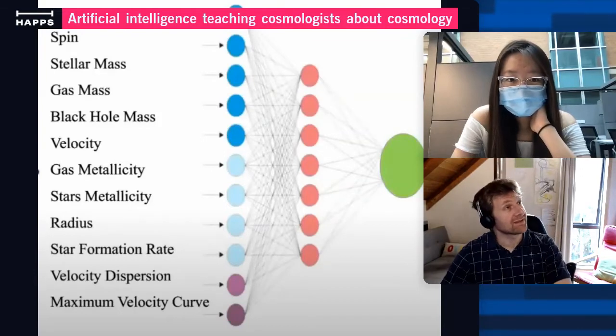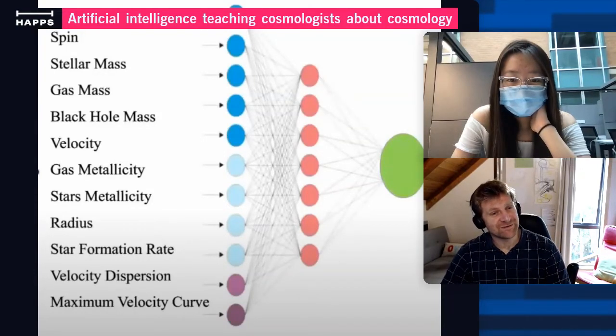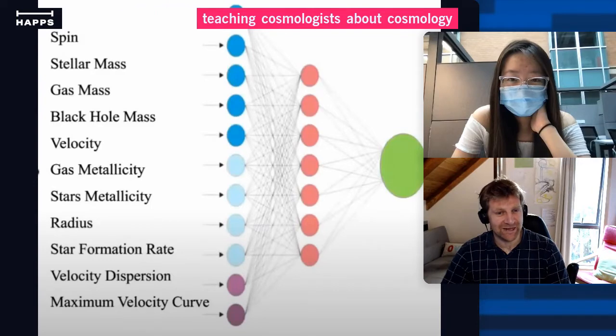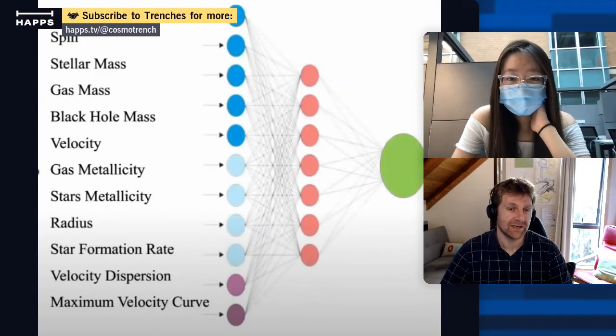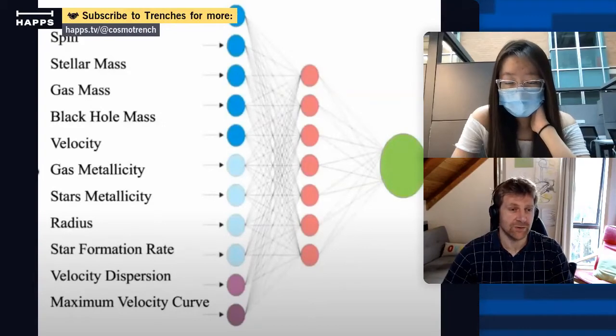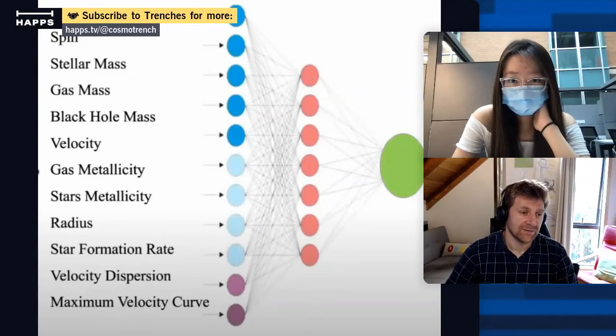I guess one wouldn't expect the direction of angular momentum to be correlated with the mass of the subhalo at all. And I guess that's because we assume the universe is isotropic, that it looks the same in every direction. So it shouldn't have a preference.